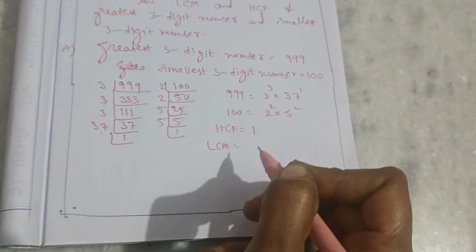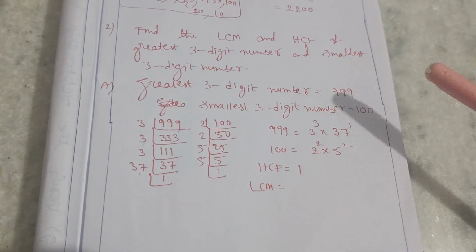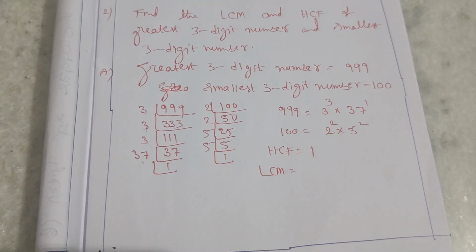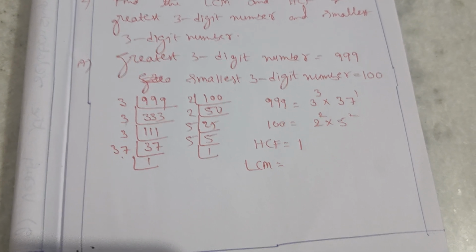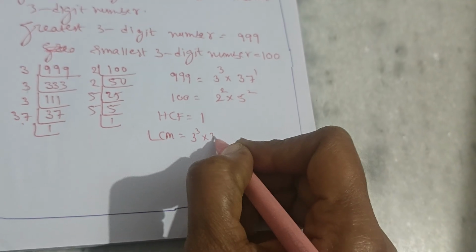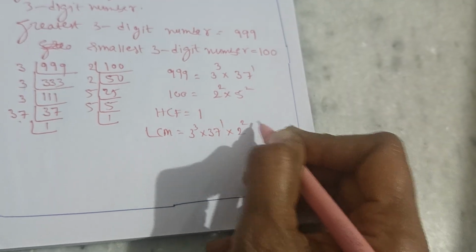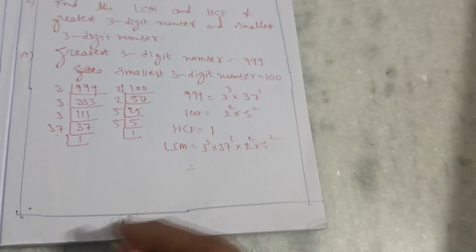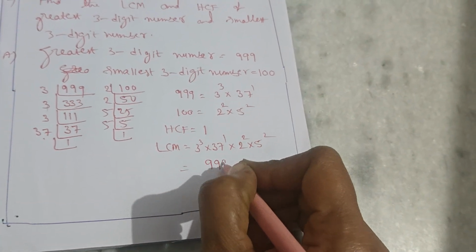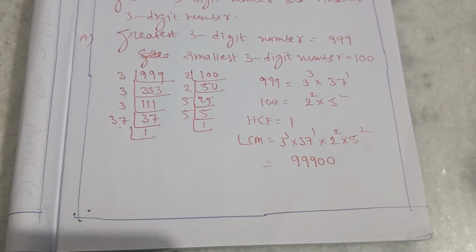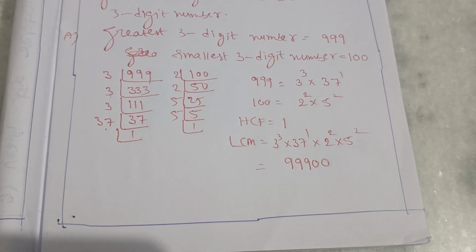Next, LCM. What I told: LCM means first, in the common, you have to take the highest power. Here there is nothing in common, so what do we have to do? We have to write all the terms. So 3 cube into 37 power 1 into 2 square into 5 square. You multiply and write the answer. You will get the answer 99,900. Okay children, did you understand? Next, let's go to the next sum.